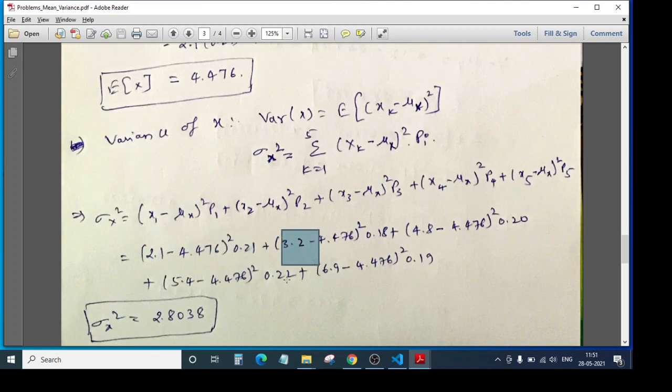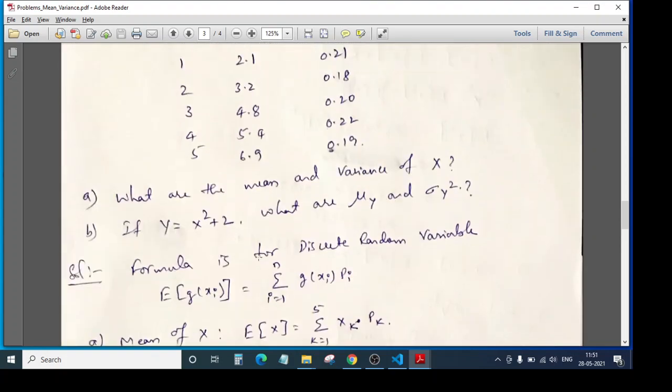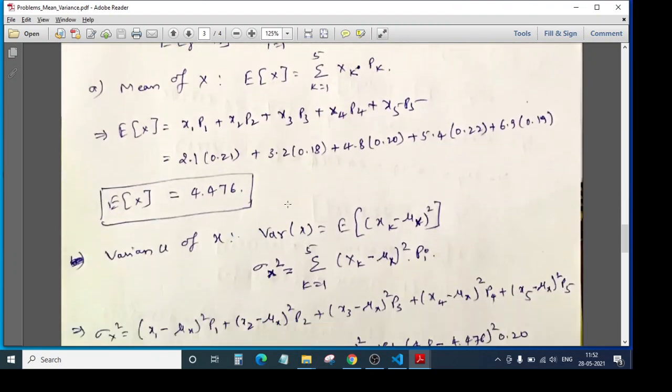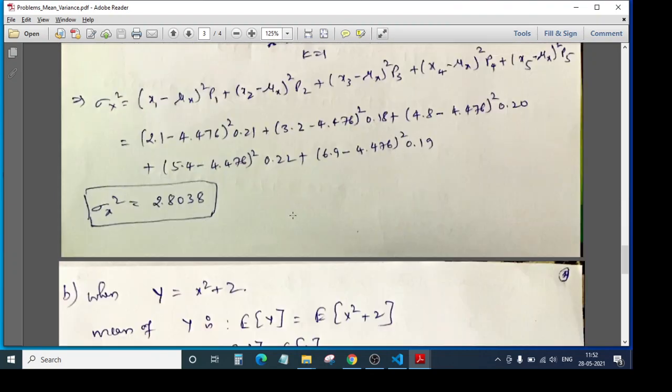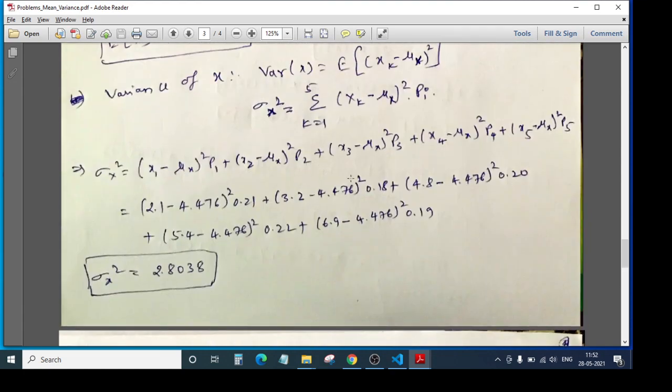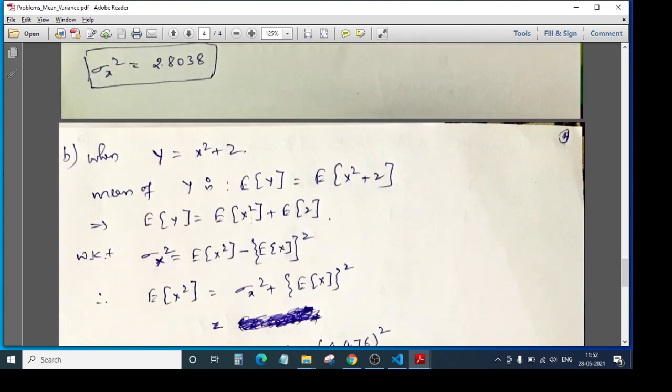Like the next value you have is 3.2, that is x2. Just observe here, x2 you have is 3.2, and its p2 is 0.18. You have substituted p2 is equal to 0.18 here. Mu x remains the same everywhere, 4.476. Okay, so in this fashion you go on substituting for all the 5 values, and using the calculator you will be getting this value. Okay, so this is variance.